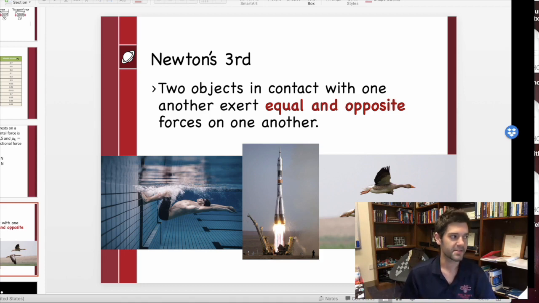The cutesy way this is sometimes said, if I punch the wall, it hurts. Why does it hurt? Because the wall has also punched back on me with the same force that I punched the wall with, equal and opposite. So while I might damage the wall as a result, my hand also hurts because the wall exerted the same force back on my hand.